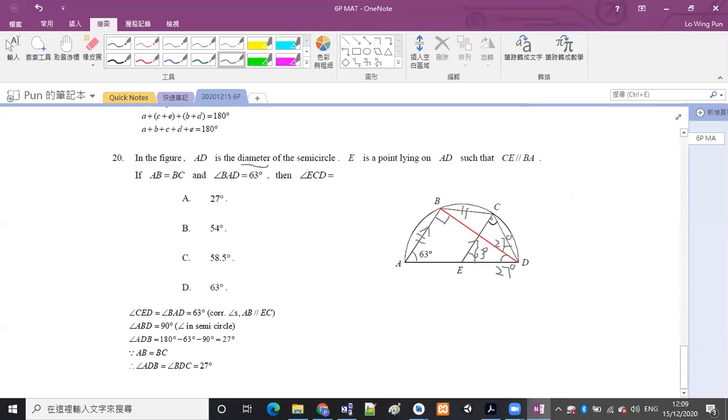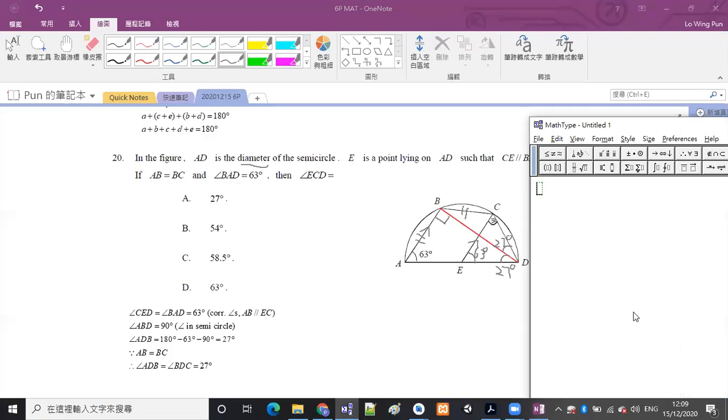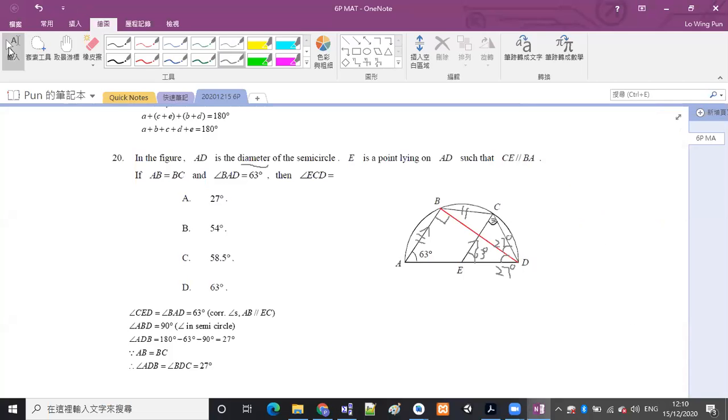Okay, finally, we can come back to finding this required angle because in triangle CDE, we have the first angle, we have the second angle, we can calculate the third angle by the angle sum of triangle here. Okay, so the required angle ECD is equal to 180 degrees minus 63 degrees minus 27 degrees plus 27 degrees. Okay, so the answer should be equal to 63 degrees. Okay, so the answer is option D.